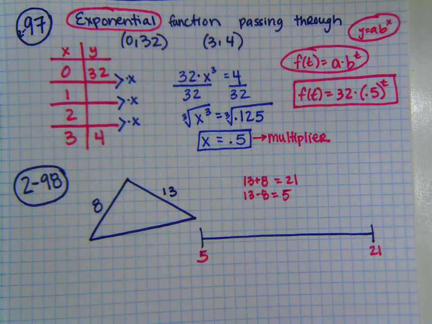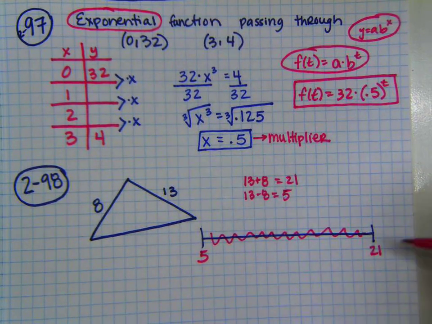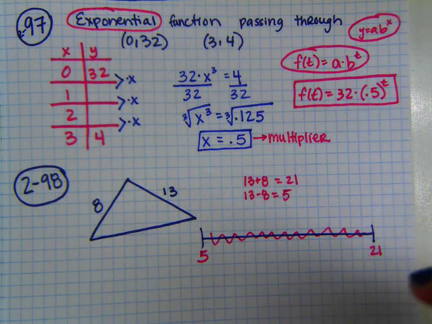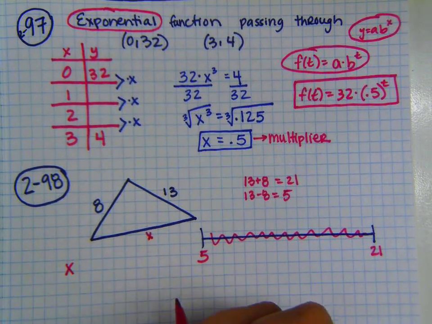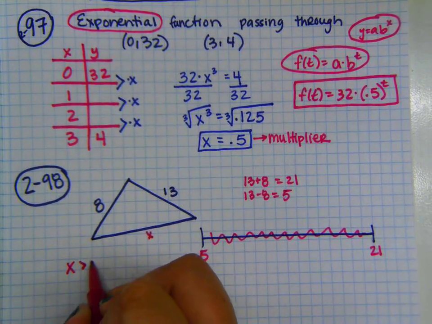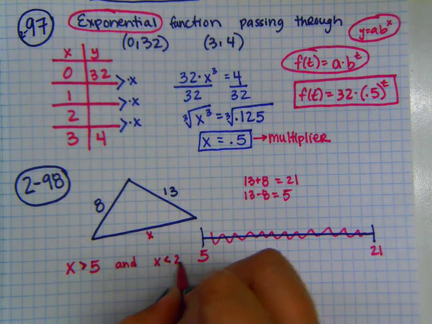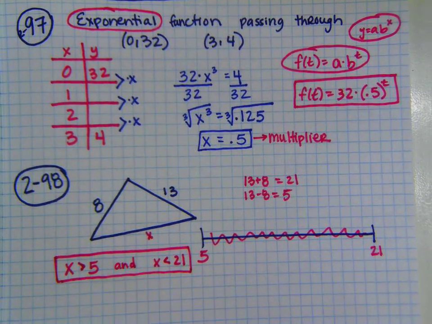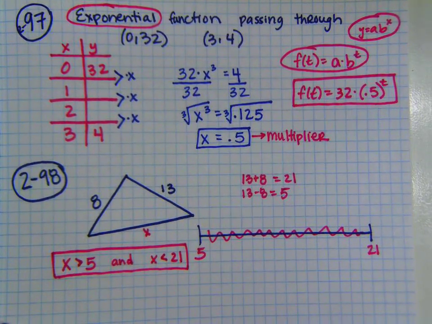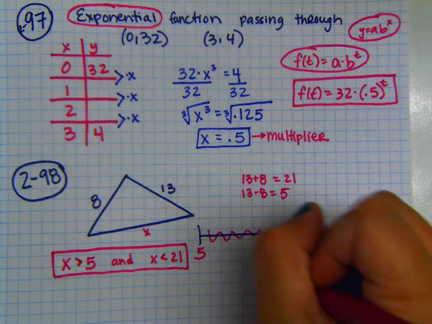Now, any numbers inside here will work. But 21 won't work because it's too big, and 5 won't work because it's too small. So how we write this is, I'm going to say x has to be bigger than 5, and x has to be less than 21. It has to be in between there, if we know that the side lengths are 8 and 13. That's the triangle inequality theorem, and I'm just going to write that down here.